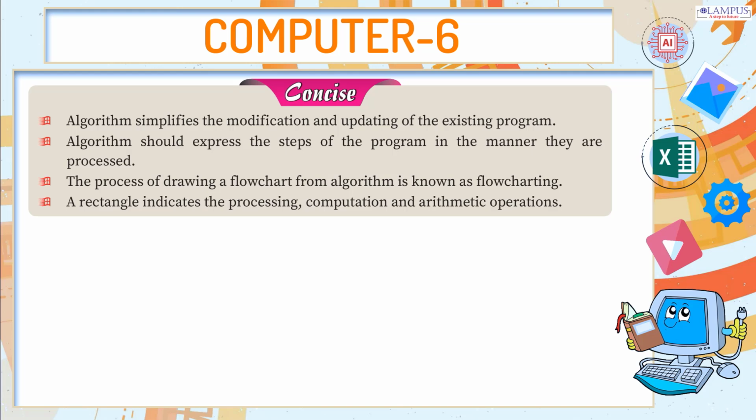An algorithm simplifies the modification and updating of the existing program. An algorithm should express the steps of the program in the manner they are processed. The process of drawing a flowchart from an algorithm is known as flowcharting. A rectangle indicates the processing, computation and arithmetic operations.